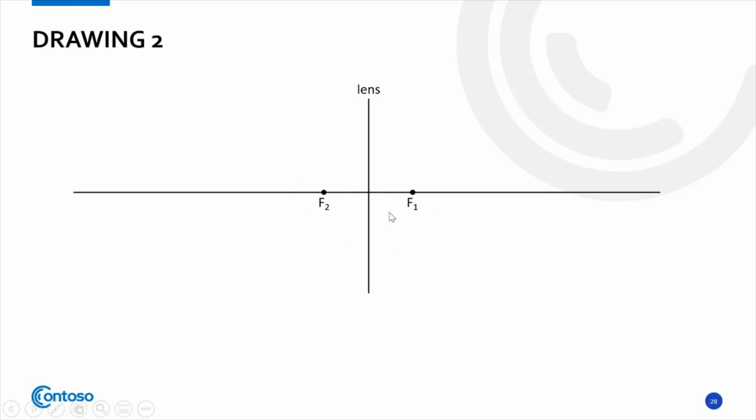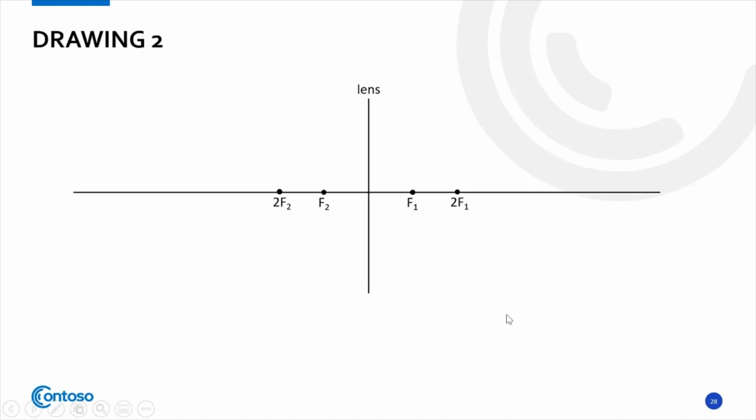Remember, f1 is the active focal point. Now draw the position of 2f1 and 2f2. Once again, the distance of 2f1 from the lens is twice the distance of f1 from the lens. The same condition applies to f2.